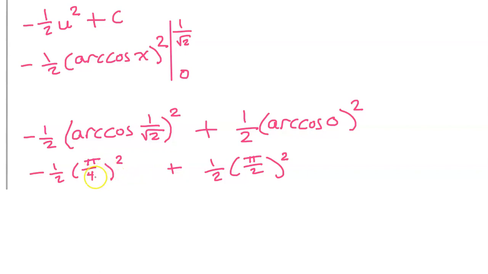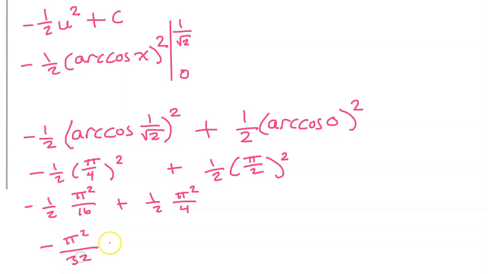Pi over 4 squared is pi squared over 16. So I have negative 1/2 times pi squared over 16 plus 1/2 times pi squared over 4. Well, this is going to be negative pi squared over 32. 2 times 16 is 32. Plus pi squared over 8.